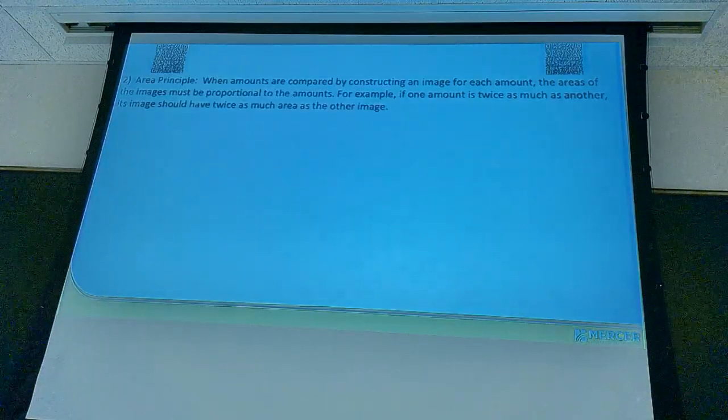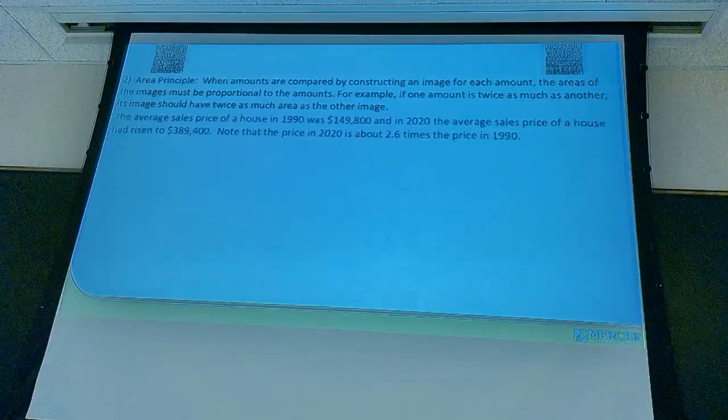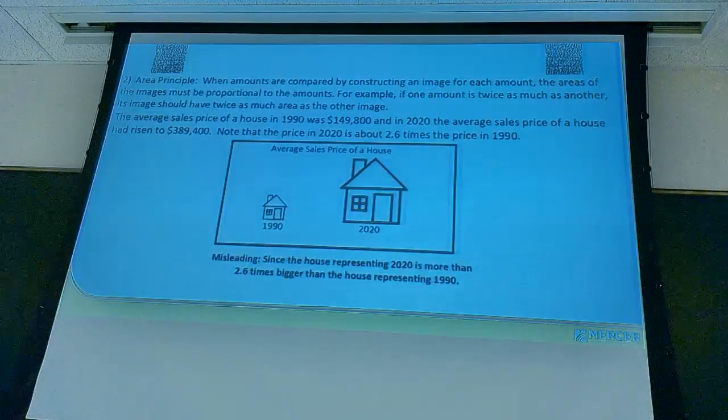When you start to get some more complicated shapes. Right, so average sale price in 1990 was, let's just say 150. 2020 it was 300 and, again, round up, 390. It's about 2.6 times the price of 1990. But if you look here, that 2020 image is more than 2.6 times the area of the 1990.